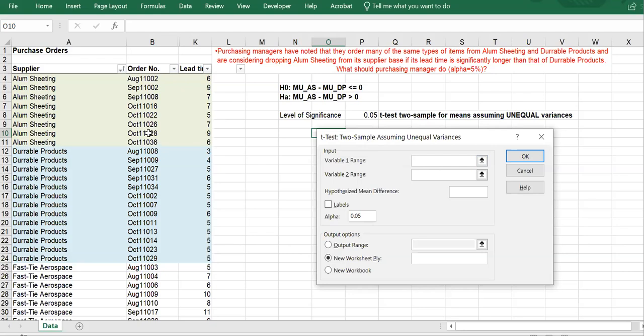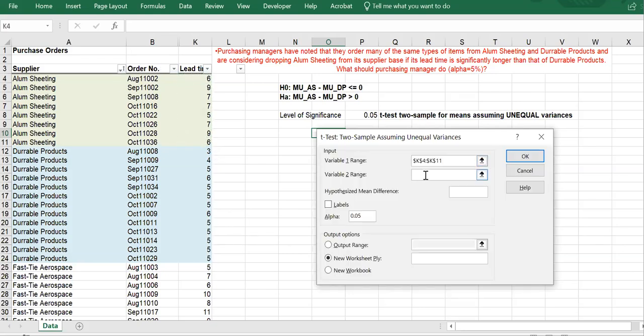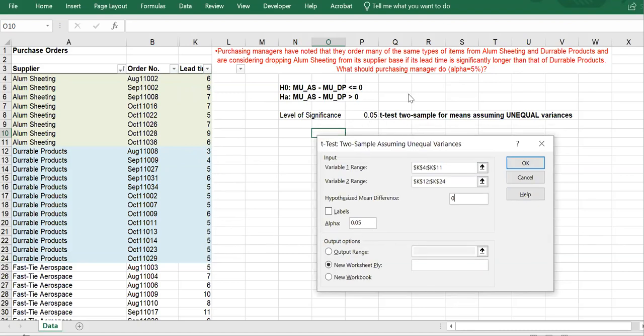So alum sheeting is my first variable, and the second one is durable product. Sample 1 is the lead times of orders coming from supplier 1, and sample 2 is the lead times of orders coming from supplier 2. Hypothesized mean difference would be 0. This is the number that I was talking about, so you just put 0. Alpha is 5%. We just determined that.